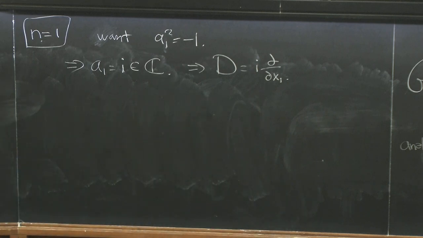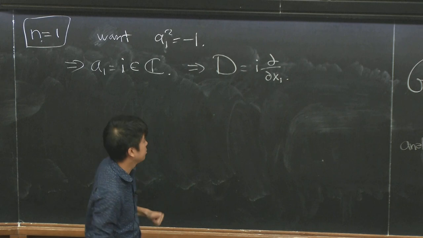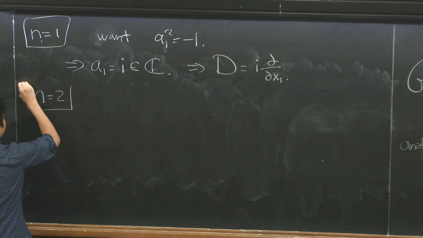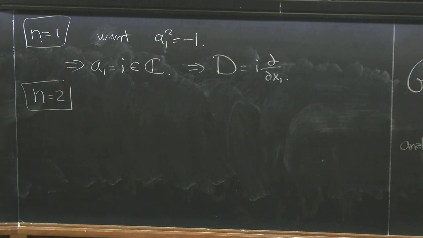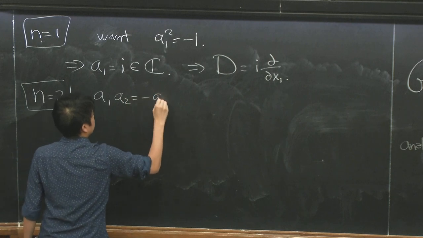So we're happy with this. You can check easily that if you square this, you get minus the first derivative squared, the second derivative, the index one squared. And if n equals two, things get a little more interesting, because this is saying that a1 a2 is minus a2 a1.